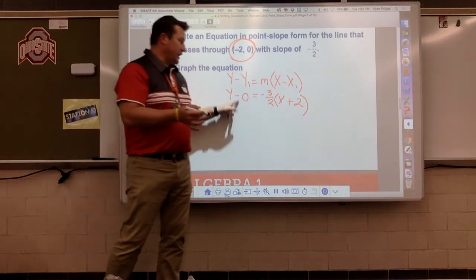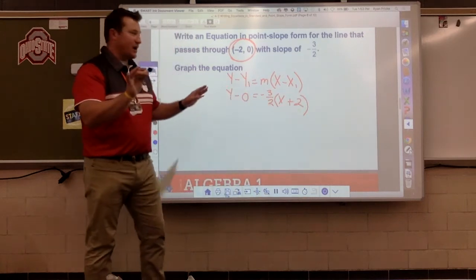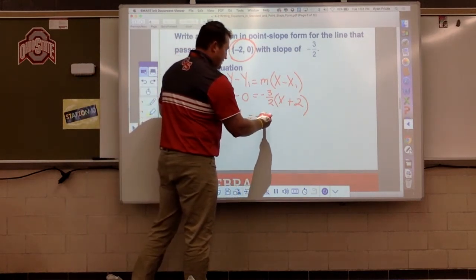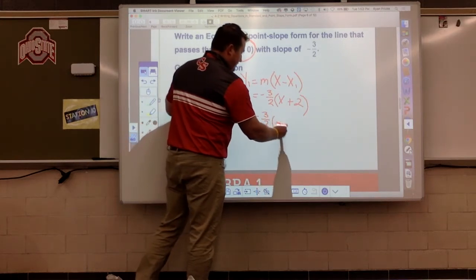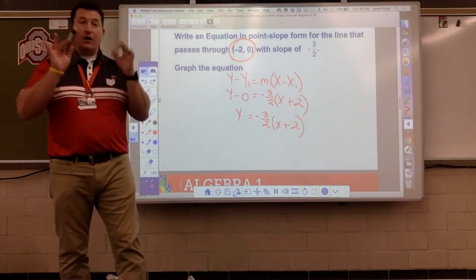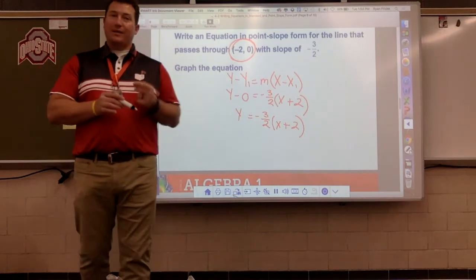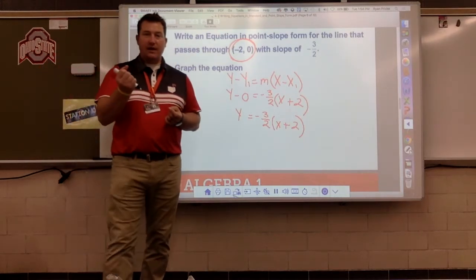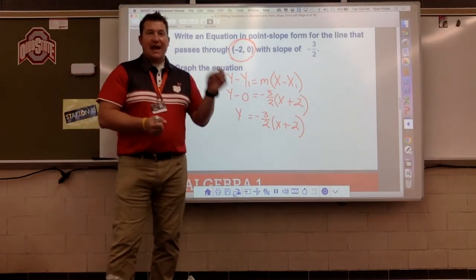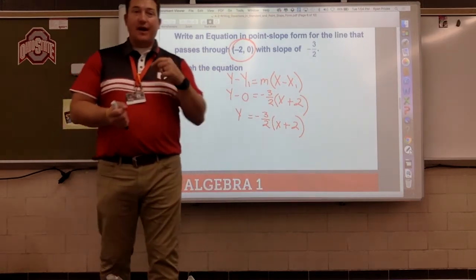Normally, guys, you'll see we're going to move this to the other side, but for right now, we're not. And so we're just going to say, hey, y equals -3/2 times x plus 2. Okay, and there you go. That's point slope form because I can easily identify right now what the slope is, -3/2. And now we can also identify a point on the line.